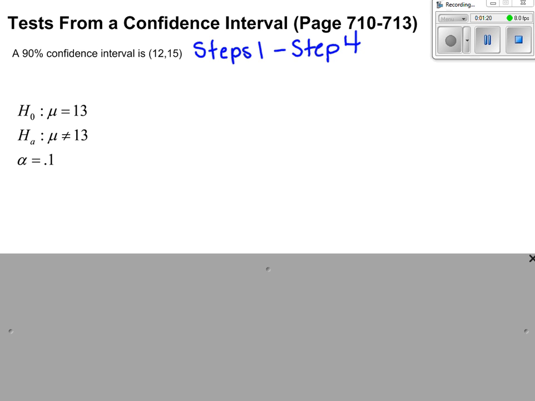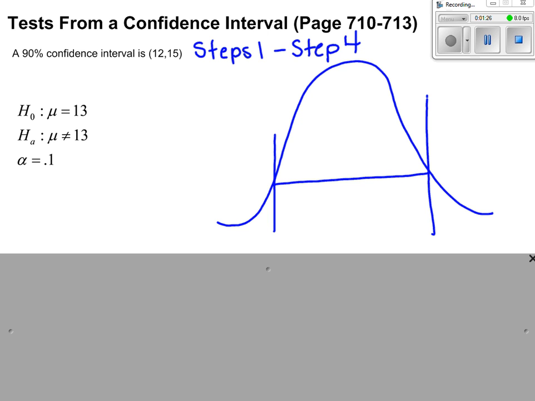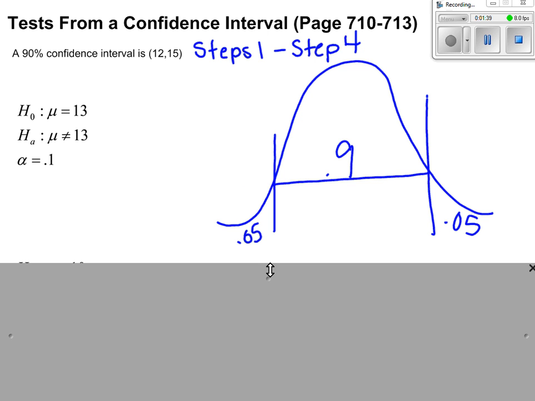And if we were going to draw a picture of this confidence interval, we would have 90% in the middle, and we would have 5% in either tail because there's 10% that's left over. Our 90% confidence interval is going to go from a lower bound of 12 to an upper bound of 15. And so we have this confidence interval.